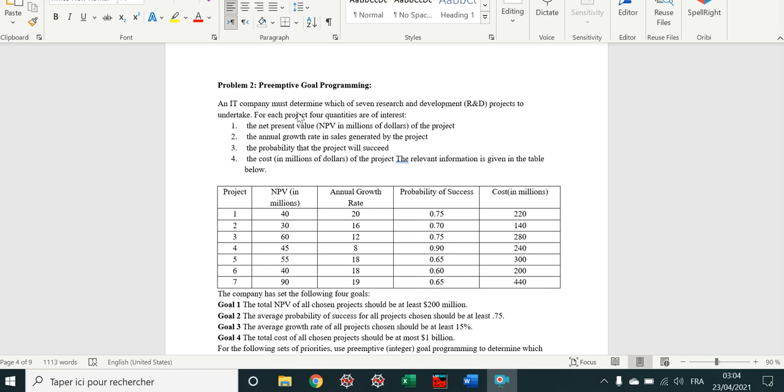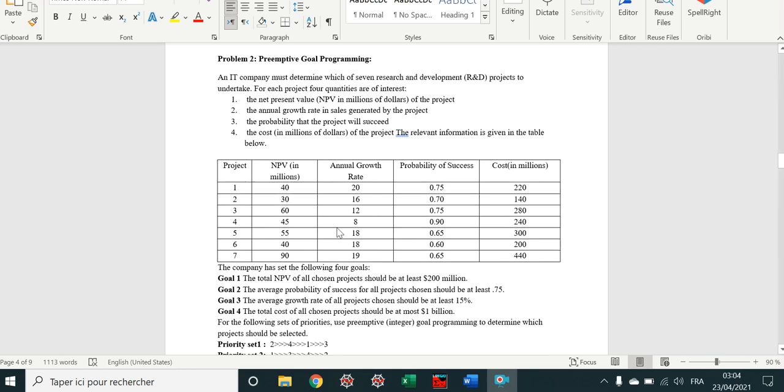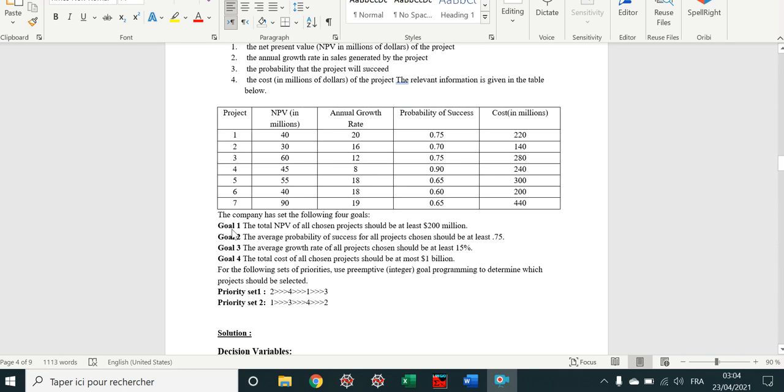An IT company must determine which of 7 research and development projects to undertake. For each project, 4 quantities are of interest: the net present value in millions of dollars, the annual growth rate, the probability that the project will succeed, and the cost in millions of dollars. The relevant information is given in this table, and the company has set the following 4 goals.